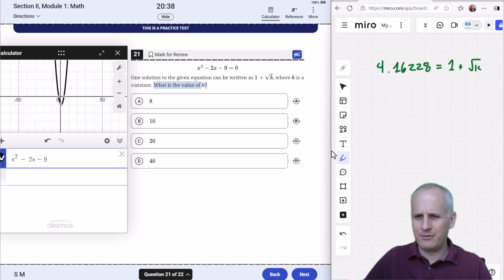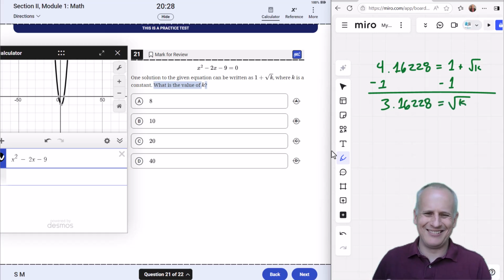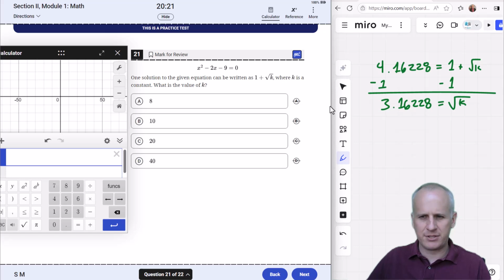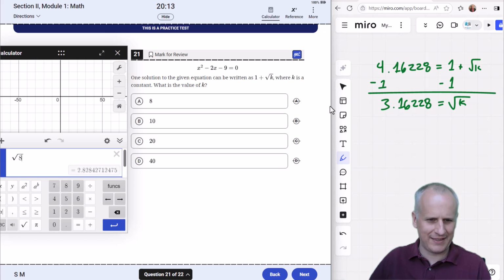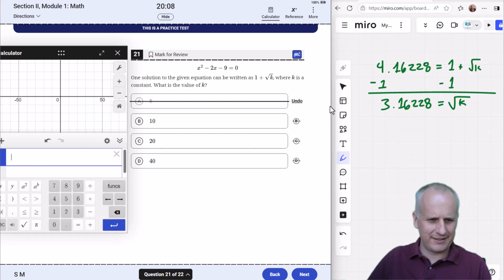Okay, so now minus 1, we've got 3.16228 is equal to the square root of k. Okay, so I don't really know what the square roots of these non-perfect squares are, but I've got the tool over here, this calculator, and I've got a square root button, so I'm going to try 8. So if I square root 8, whoops, I forgot it's got to go the other direction, so you got to put the square root first, and then the 8, I got 2.82. Nope. So then let's try the next option, square root of 10. Oh, hey, 3.162277.